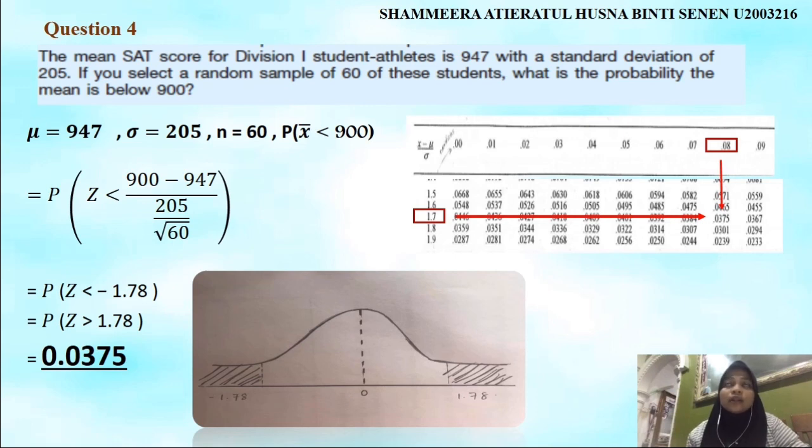And as I mentioned before, if we want to use the normal distribution table, all the values must be positive and greater than. So we have to change the inequality symbol to greater than. So it will be P(Z > 1.78). If we refer to the appendix, the value for Z of 1.78 is 0.0375, and the final answer will be 0.0375. Thank you.